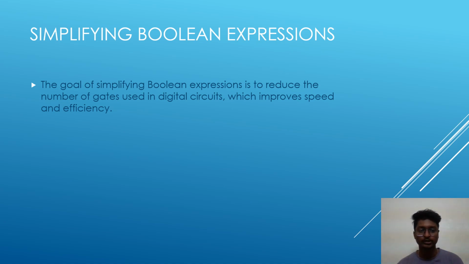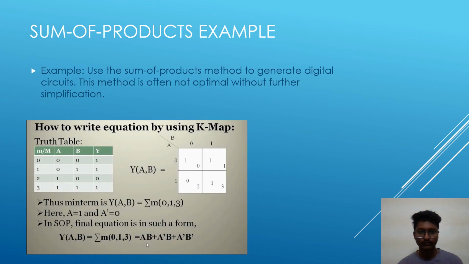Simplifying Boolean expressions. The goal of simplifying Boolean expressions is to reduce the number of gates used in digital circuits, which improves speed and efficiency. Sum of products, that is, SOP example. Use the sum of products method to generate digital circuits. This method is often not optimal without further simplification. Let us see how the SOP problem is done.